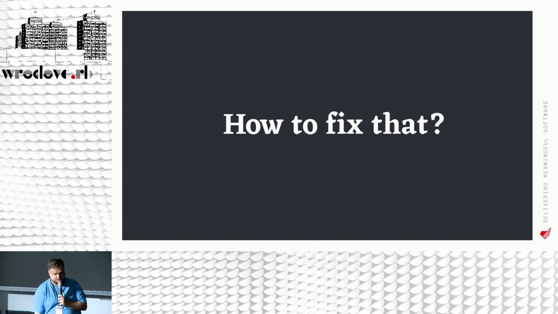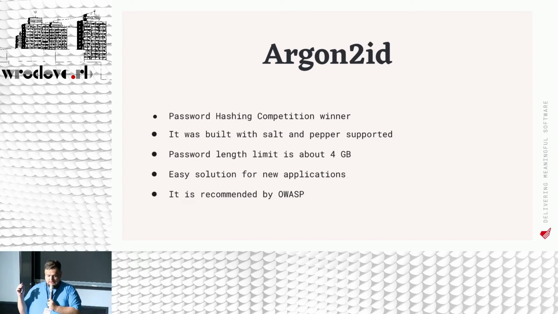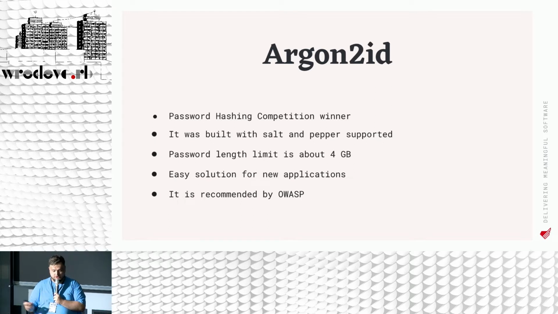So how to fix that? The simplest solution that I would recommend is just use Argon2id if you need pepper or you want to have arbitrary length passwords. It's the Password Hashing Competition 2015 winner. It has a length limit of about 4 gigabytes, so be sure to limit it because you're going to have DoS attacks based on long passwords. It was built with salt and pepper support, as you were able to see on the other screen. It's an easy solution for new applications. You just swap one thing and it works.